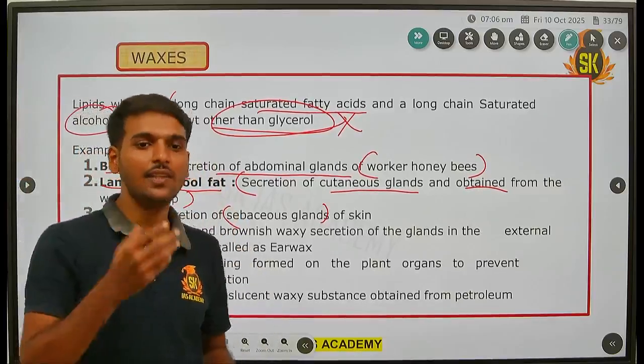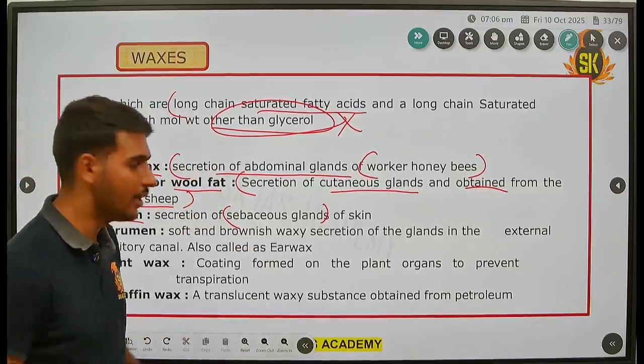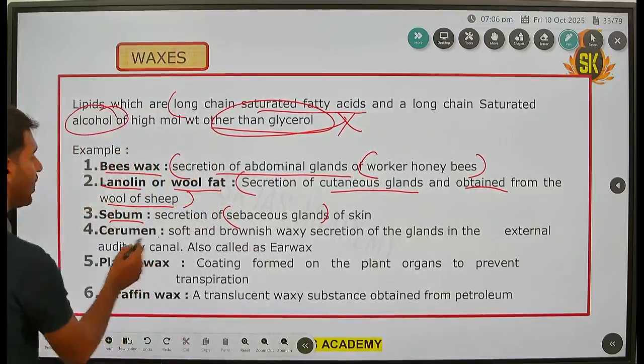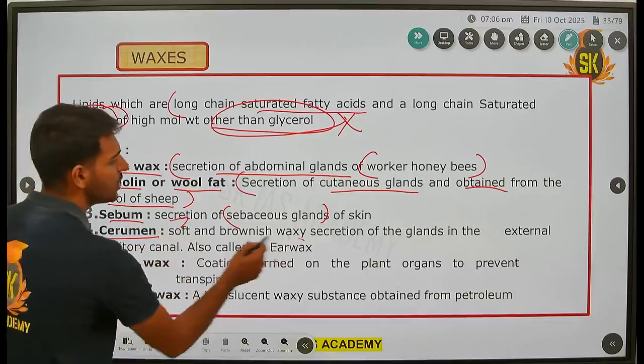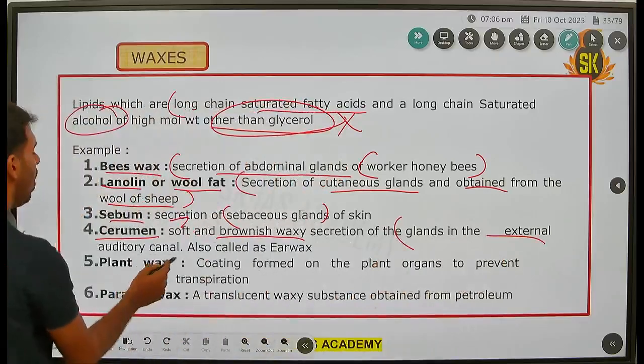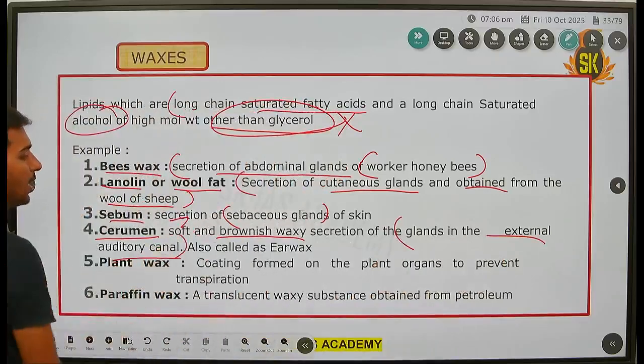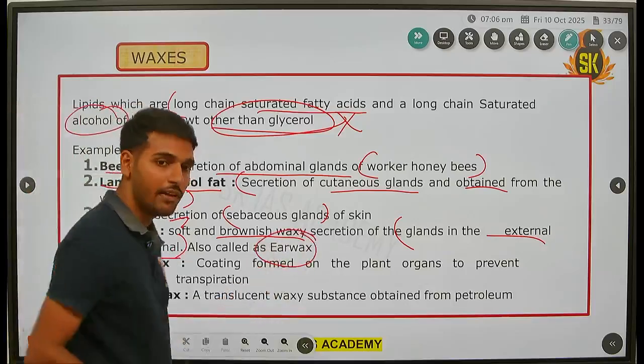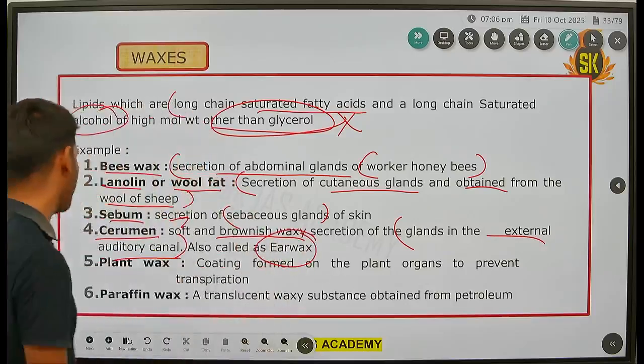That is why it is most of the time oily in nature. Okay. Cerumen, soft and brownish waxy secretion of the glands in the external auditory canal. Okay, also called as earwax. Okay, we always get it.